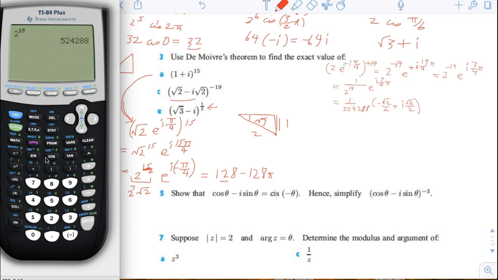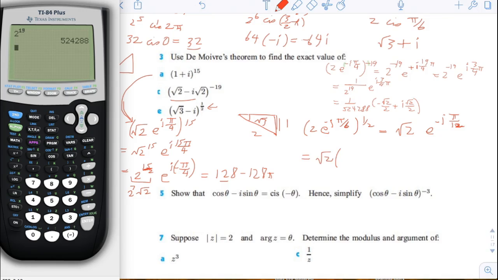So we could rewrite that as 2 times e to the negative i pi over 6, and that is to the 1/2 power. So that would be 2 to the 1/2 power, e to the negative i pi over 12. And of course, that isn't pleasant at all.